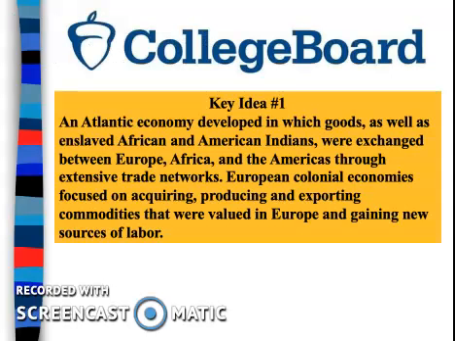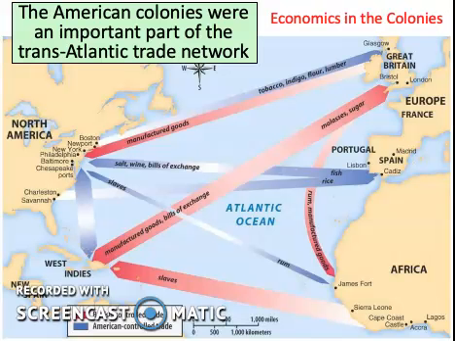Our first key idea, which is a little lengthy, I'll read it for you. It says an Atlantic economy developed in which goods, as well as enslaved Africans and American Indians, were exchanged between Europe, Africa, and the Americas through extensive trade networks. European colonial economies focused on acquiring, producing, and exporting commodities that were valued in Europe and gaining new sources of labor. Let's jump into this here.